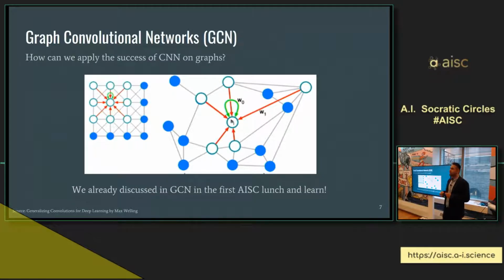So we have to come up with a more creative way to apply this filter and capture the information which is close to each other, right? So, for example, GCN, which is the graph convolution network, is one of the successful ones, which happened in 2016, and we already discussed it in our Lunch and Learn with Ace. You can watch it if you like.